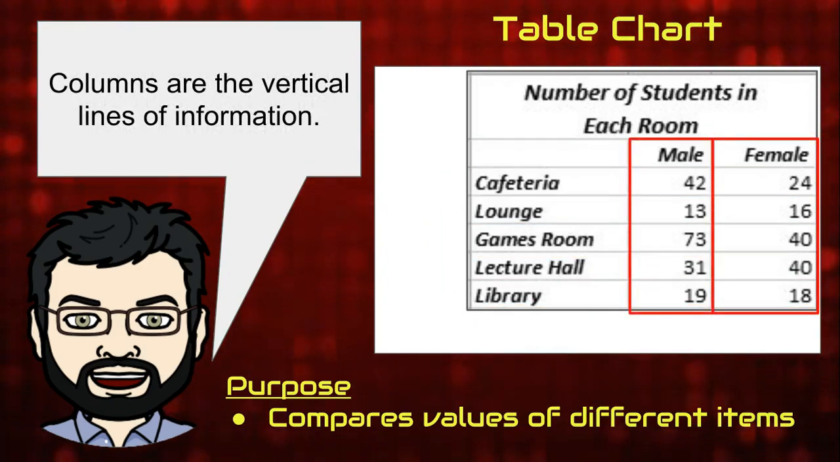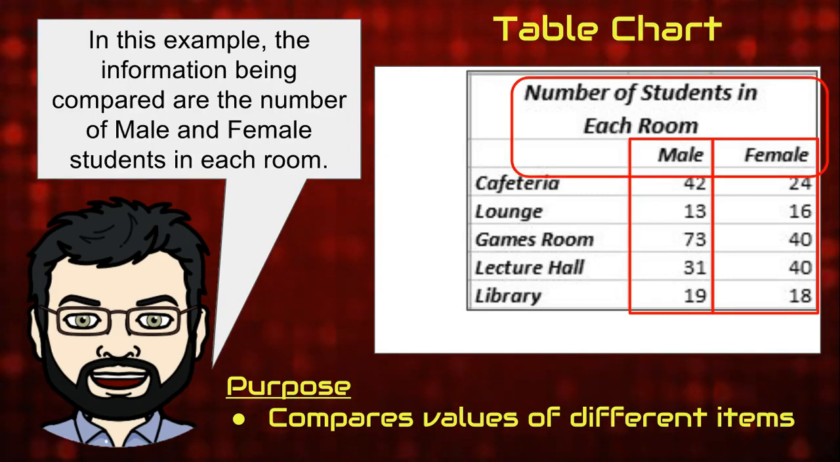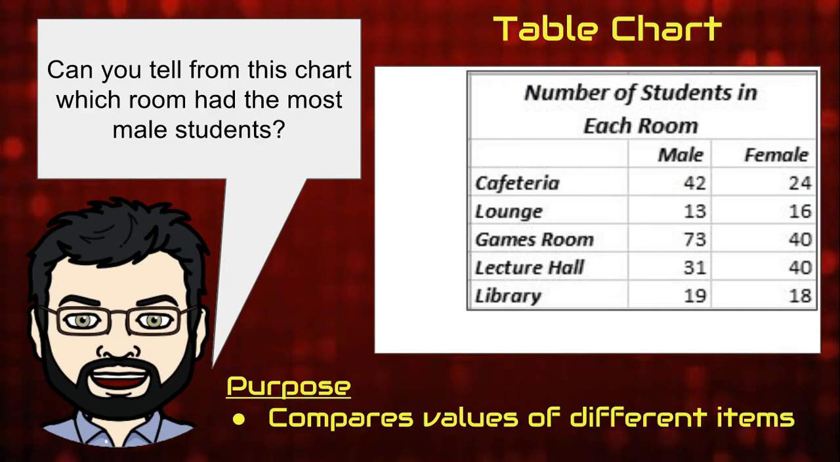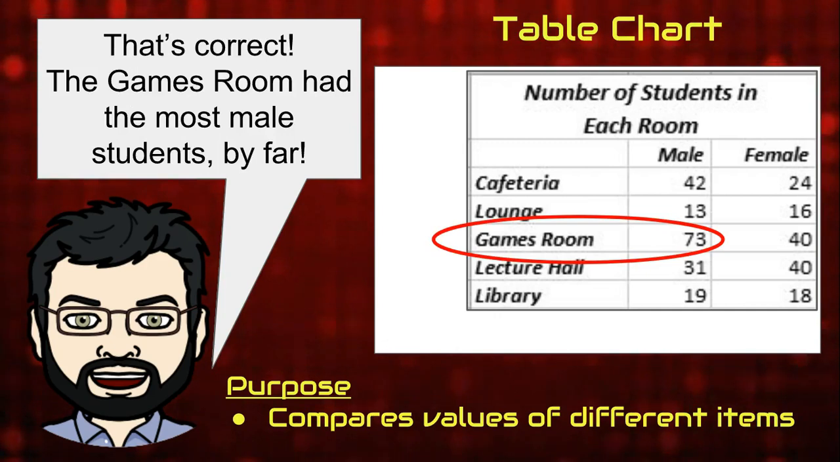Columns are the vertical lines of information. Oftentimes, the type of items being compared can be found in the columns. In this example, the information being compared are the number of male and female students in each room. Can you tell from this chart which room had the most male students? That's correct. The games room had the most male students by far.